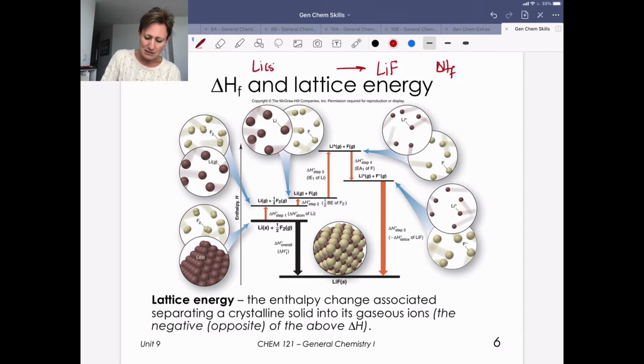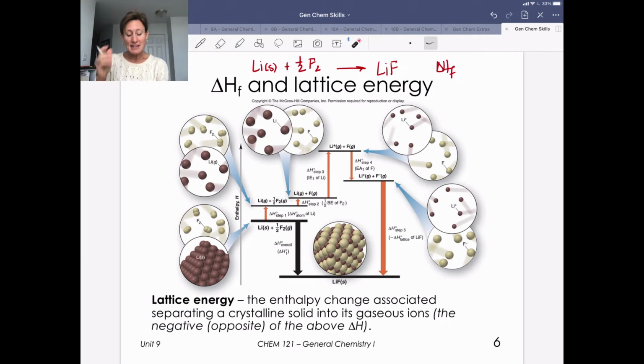So it's going to be lithium solid, and then fluorine comes as a diatomic gas, so we need to have 1/2 mole of it. All right, so remember with delta HF, we had to think about, well, how does this whole process happen? It's like Lego bits. We're going to break everything apart and then reform our new stuff. And I want you to have that concept in your head.